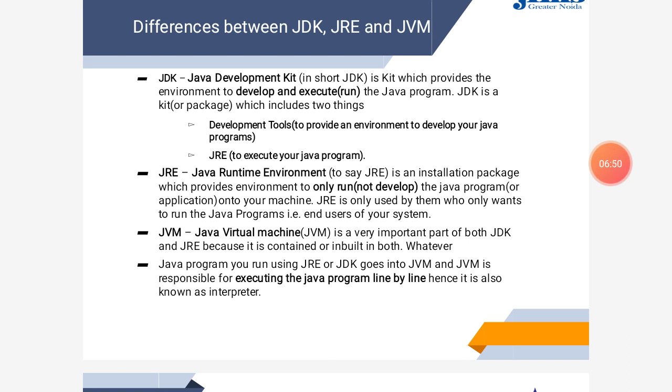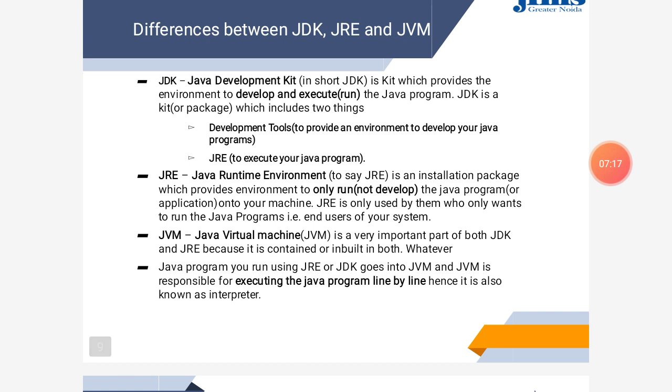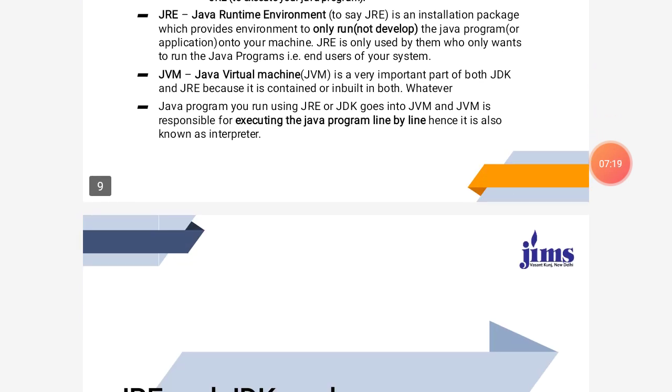So how do we differentiate JDK, JRE and JVM? JDK contains JRE plus development tools, and the Java runtime environment provides the environment for running any application, and JVM is a software kind of virtual machine for execution of bytecode. Without JVM, we cannot run any bytecode.